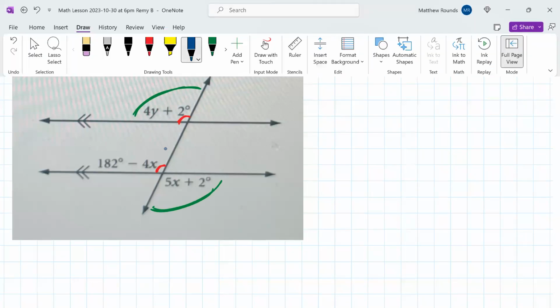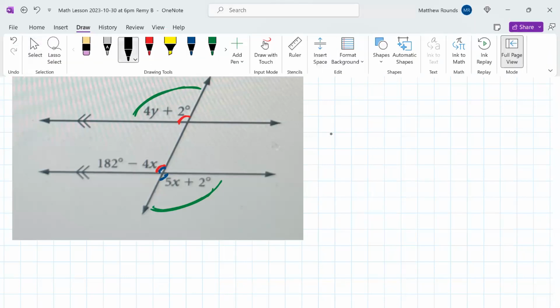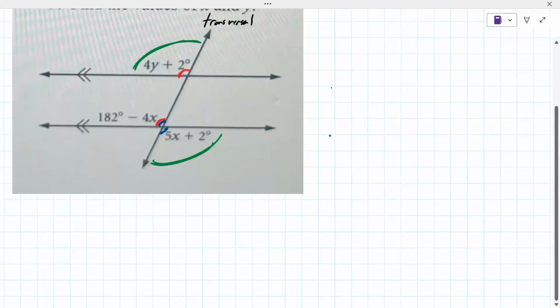There's also this one and then this one down here in blue. Those are another set of angle relationships. Now, I'm big on what the names are, but you also have to be able to set up an equation. Those are vertical angles, correct? Yes, they're vertical angles. So there are three equations that you can write here.